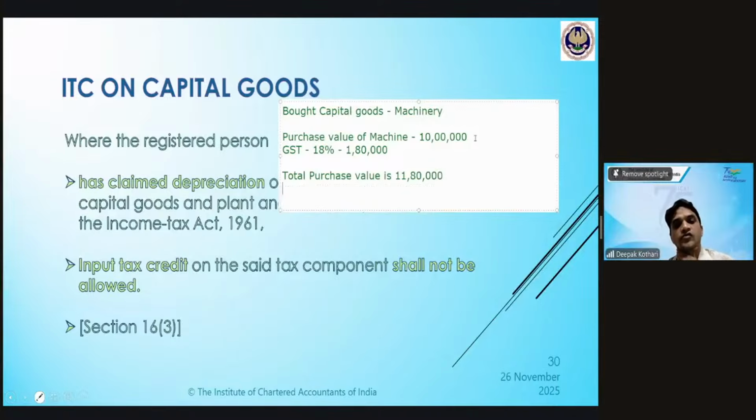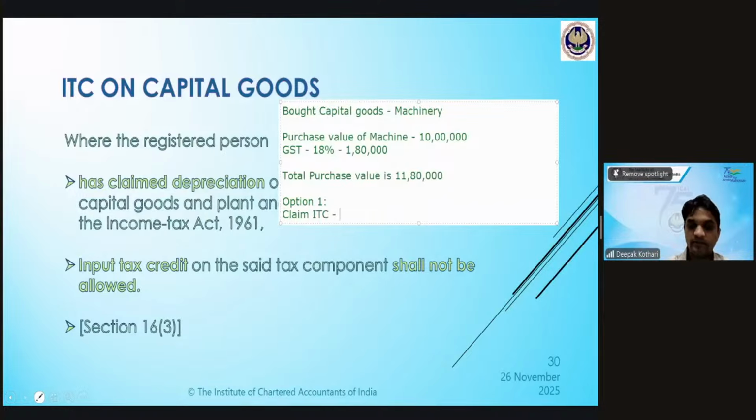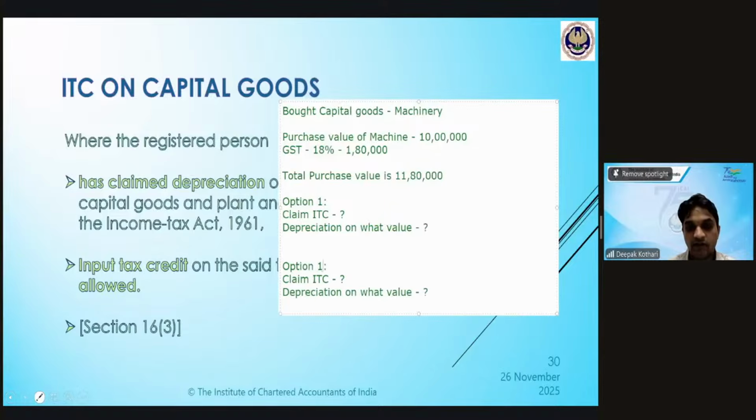Now, option one is claim ITC. How much will the ITC you will claim if it is option one, and how much is the depreciation you will claim? I mean, depreciation on what value? And option two, same things. If you're not opting for this, then if you're opting for option two, then how much ITC will you claim and how much is the depreciation?